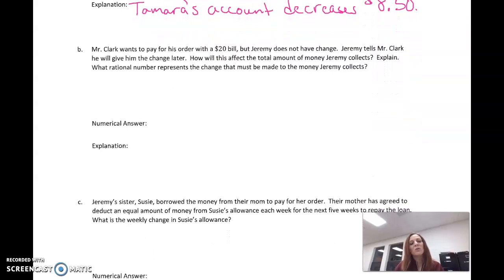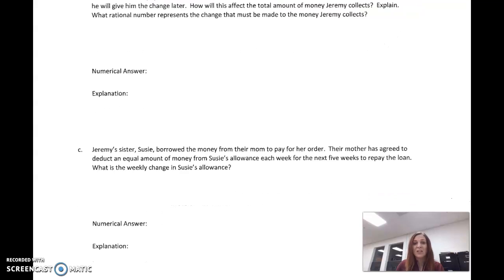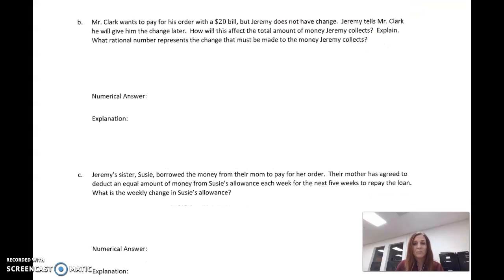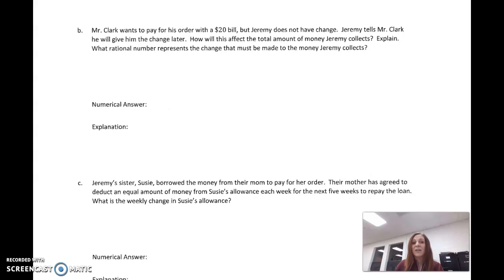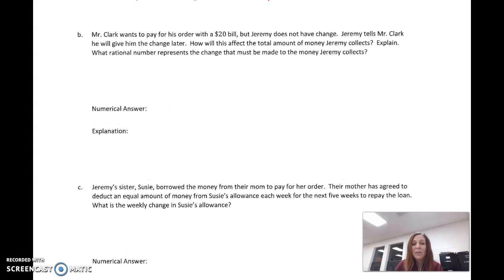Mr. Clark wants to pay for his order with a $20 bill. Jeremy doesn't have change. Jeremy tells Mr. Clark he will give him change later. How will this affect the total amount of money Jeremy collects? And explain. What rational number represents the change that must be made to the money Jeremy collects? Okay, so that seems really confusing, but let's just figure out one step at a time.